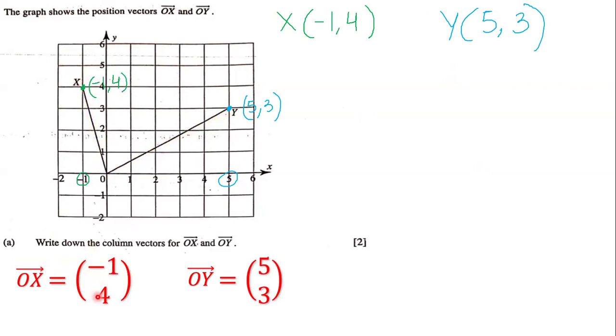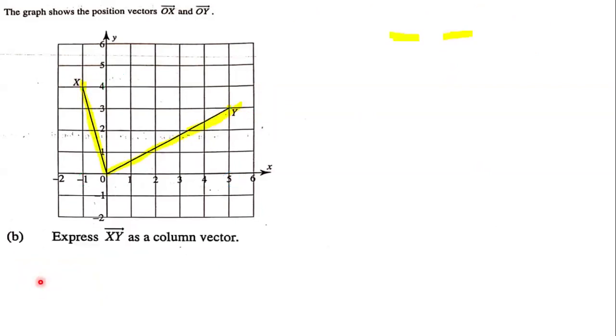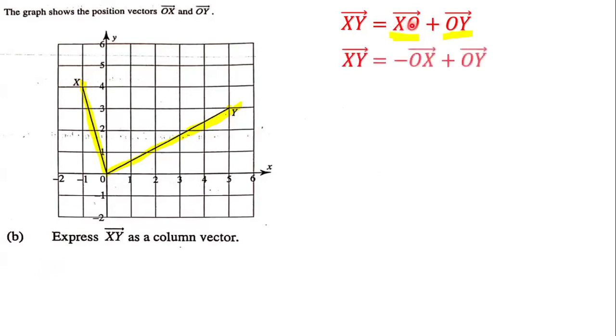So what we have to do is we just have to switch the letters. And that's because we know what OX is. So if we just switch the letters, then we'll be able to substitute. So here we have XO, but instead of writing XO, I'm going to write OX.